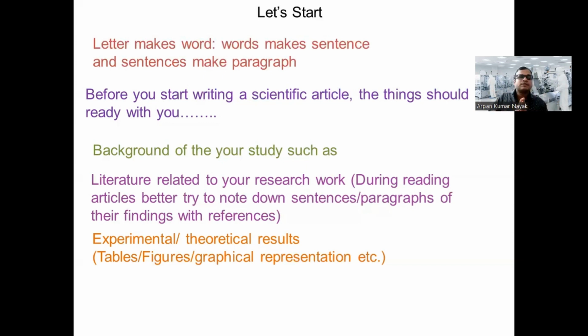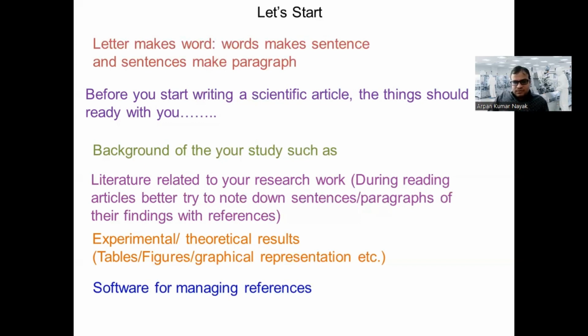The next point: some work done manually will take a long time. So many open software are now freely available, and licensed versions are also available. You should use it and keep it with you. So these three things should be with you. Then we can start our next step.